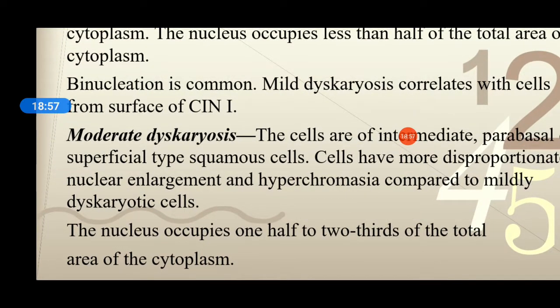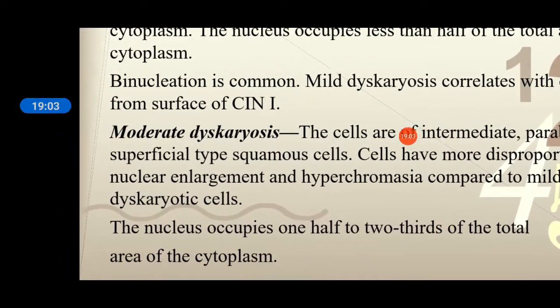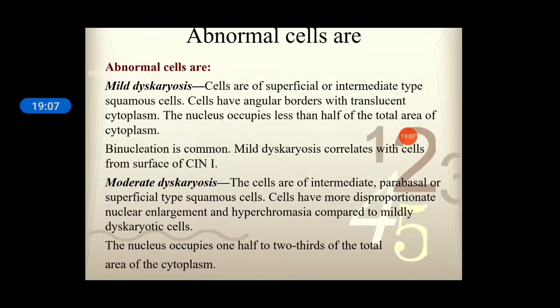Here you will find hyperchromasia and a more disproportionate type of nuclear enlargement. The nucleus occupies 1/2 to 2/3 of the total area of the cytoplasm.